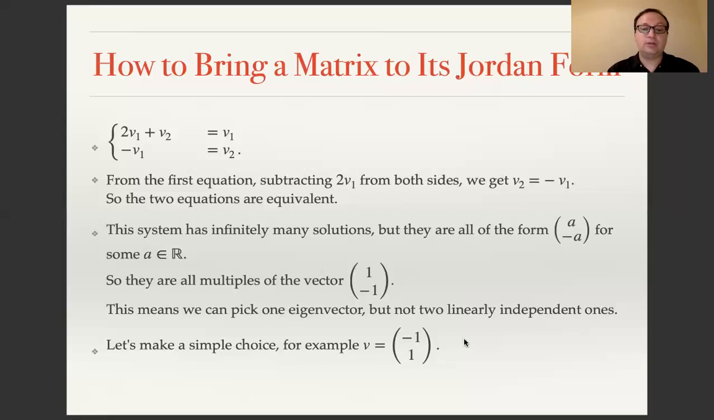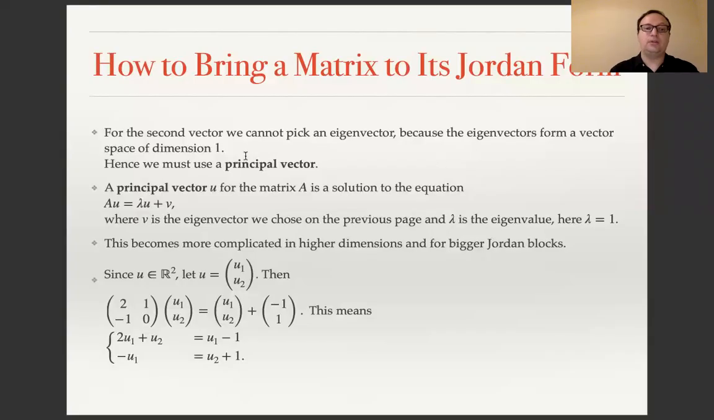But at least we got one eigenvector. So let's make a simple choice like 1, -1, or -1, 1. So let's make the choice -1, 1. So we need a second vector for the change of basis matrix. And because we cannot use an eigenvector, we must use a principal vector.